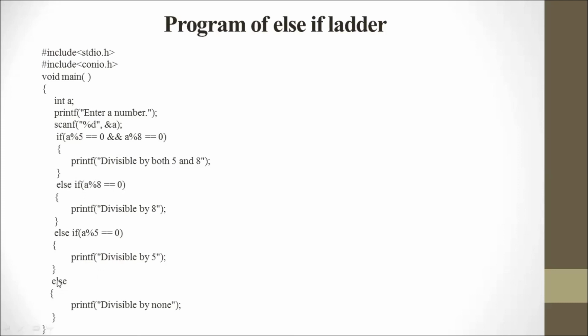And the control passes to default. So 20 does not satisfy any of these conditions, so the default statement will be executed last: divisible by none. Okay, so here we check one condition at a time. And this is a logical AND operator. So both conditions must be true. If one condition is false, this statement will not be executed. Okay, so this is the program of the if else if ladder, right?